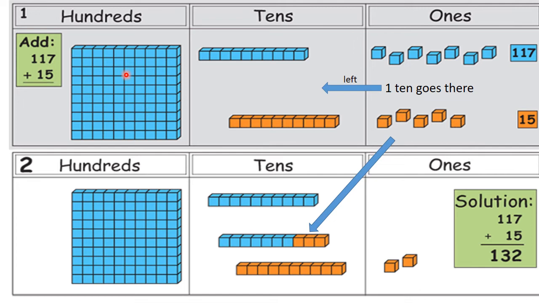Now how many hundreds? I've got only 100 here, only 100 from 117. There was no 100 in 15. So only 100 here. I move the 100 down. So what is my final answer? 1 hundred, 3 tens and 2 ones. 1 hundred, 3 tens and 2 ones would make 132.